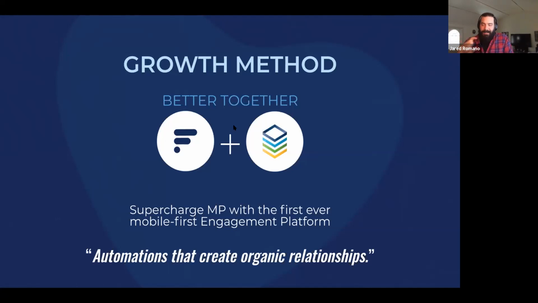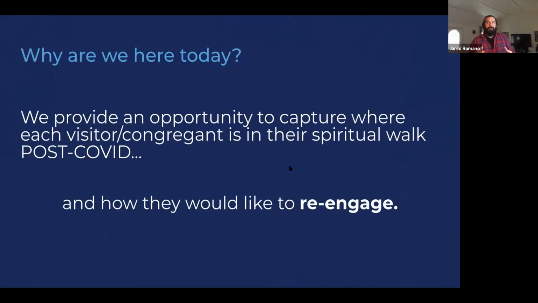So the key tagline that we're excited about is automations that create organic relationships. And it's really about bringing a personal touch to a lot of the sequential items in ministry that we see here today. And so why are we here today? We'll start there. As we know, most of us have been dormant, or at least online, for the last year. And what we see as Easter is probably our first time, depending on what state you're in, but our first moment to actually come together as a congregation and see first-time guests, see people that we haven't seen in a long time, and really give them an opportunity to re-engage.